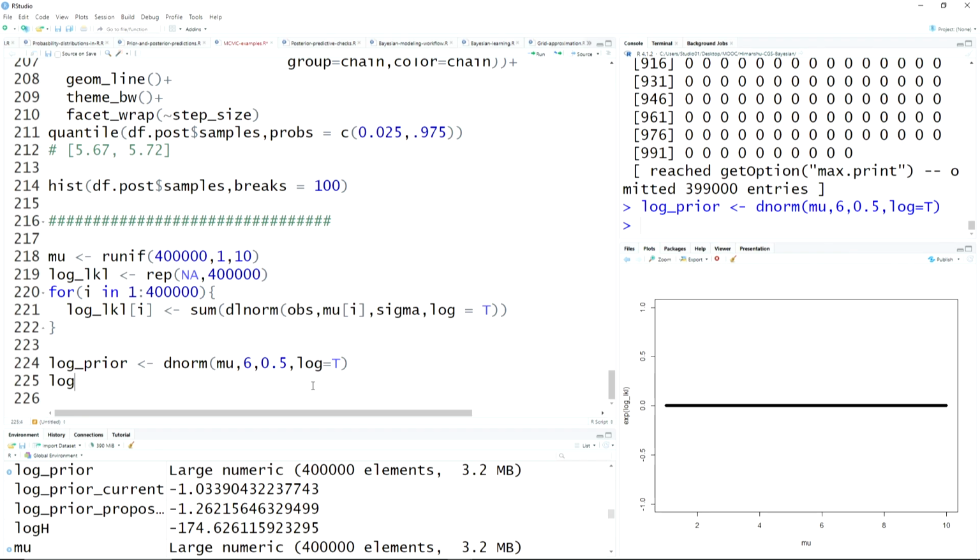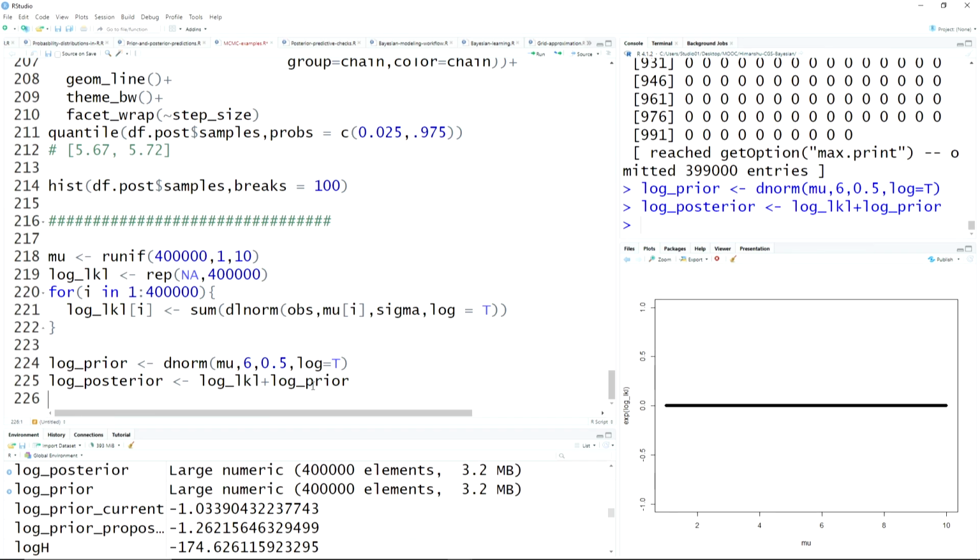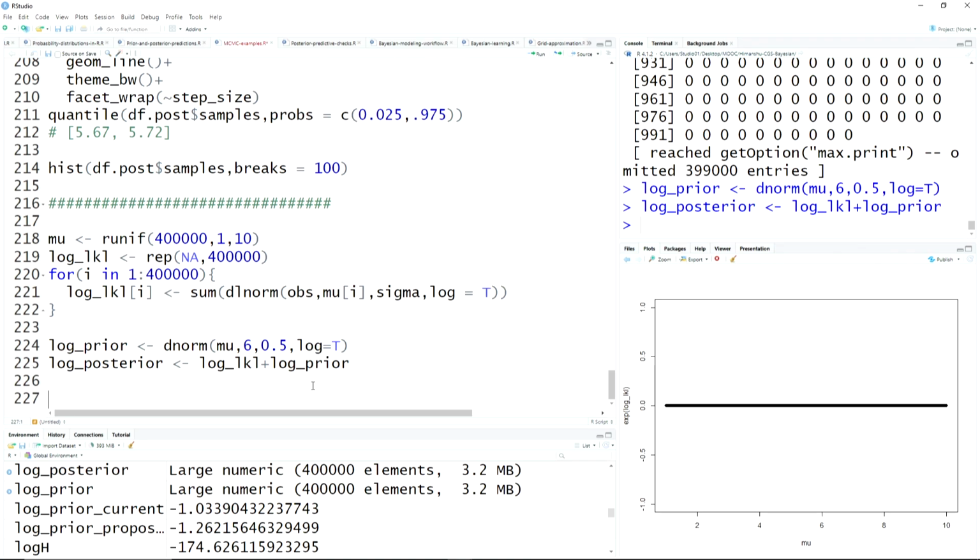Now log posterior would be log likelihood plus log prior. Okay, so this would be log posterior, basically log of unnormalized posterior. So we have gotten now log posterior. Now let us sample based on log posterior as weights.